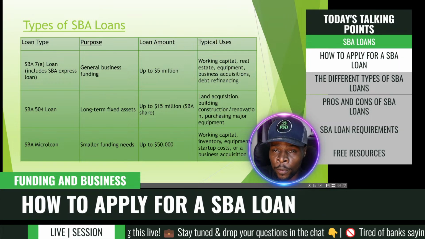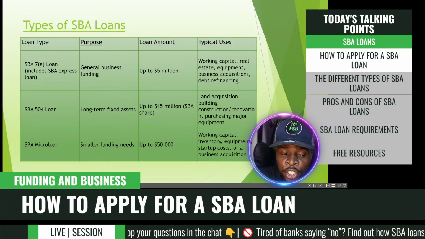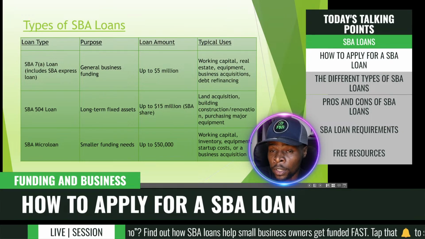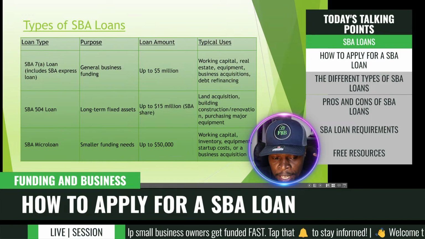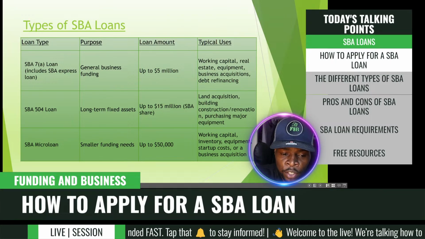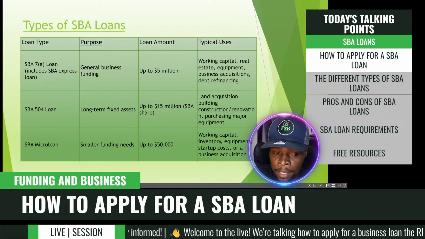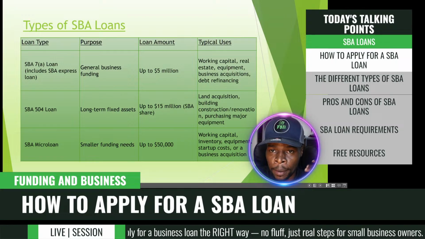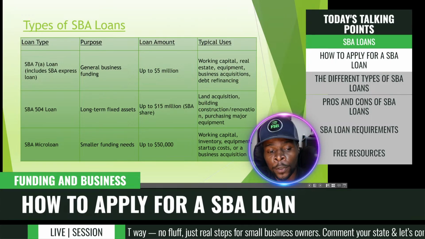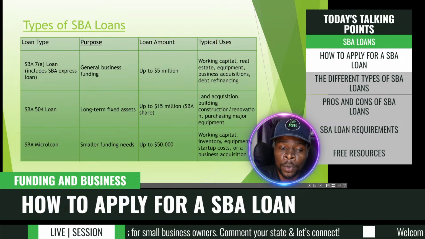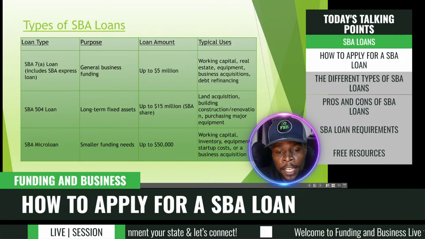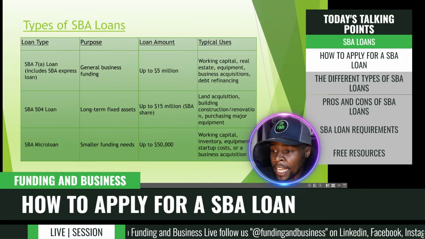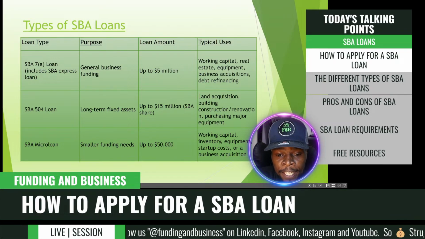So if you're really looking for a smaller amount, I can actually guarantee you guys that the SBA microloan is one of the best loans out there, with long terms, low rates, and I would say large amount, but that's a considerable amount. So now the other one is the SBA 7A loan, which is one of the most popular and most applied for. It's usually for general business funding, and you can get up to $5 million in funding. It's best used for working capital, real estate, equipment, business acquisition, and debt refinancing.